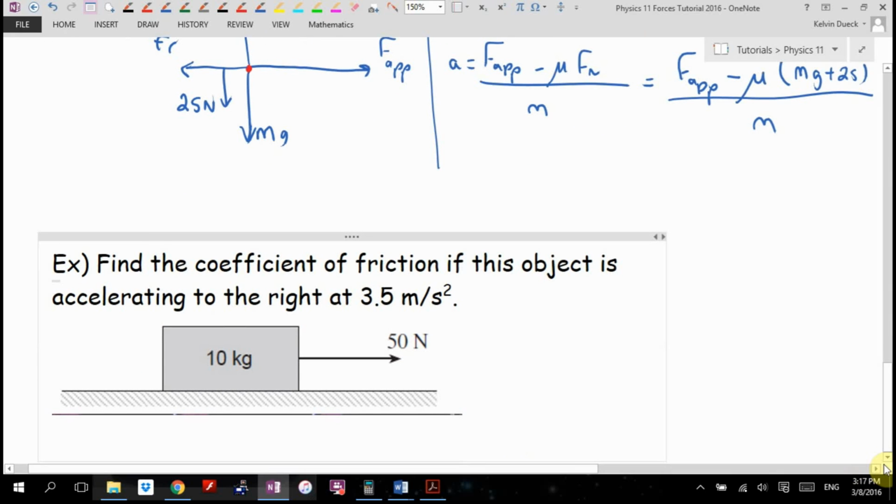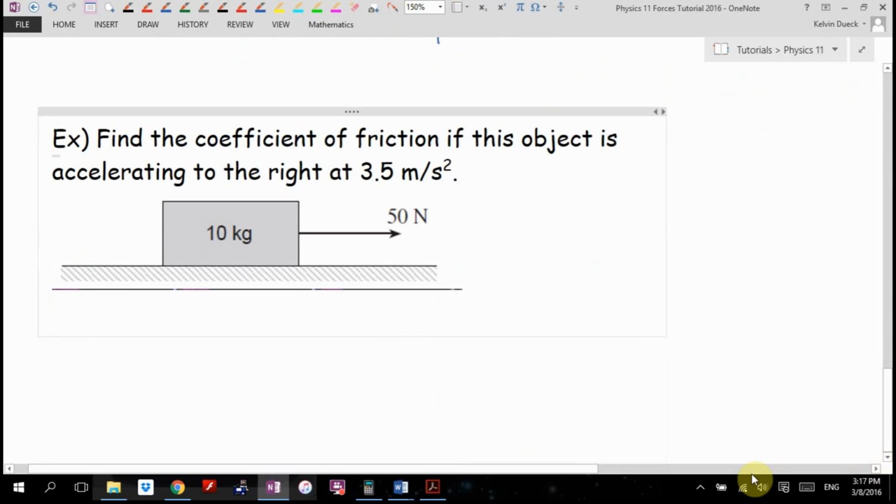Here's a picture. Oh, good gosh, I forgot to see if this can accelerate at 3 meters per second squared with a 50 newton force. I think it can. Find the coefficient of friction if this object is accelerating to the right at 3.5 meters per second squared. Okay. What's this question asking me to find? Hey, what's mu? I don't know. What's mu with you?